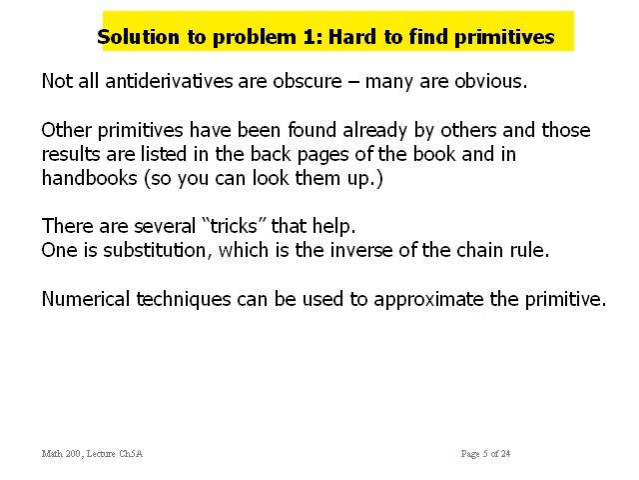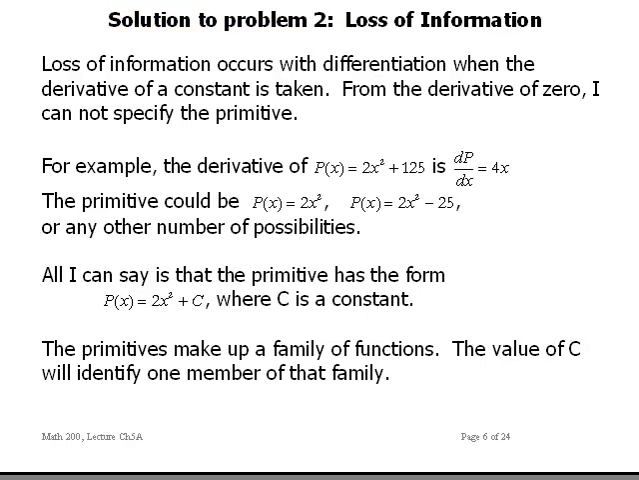There are several tricks. You'll learn those later in this chapter. One's called substitution, which is the inverse of the chain rule, in a sense. And then, if all that fails, there are numerical techniques which will allow you to approximate the primitive. Now here's our second problem. It's loss of information, so I think we have to specify what that means.